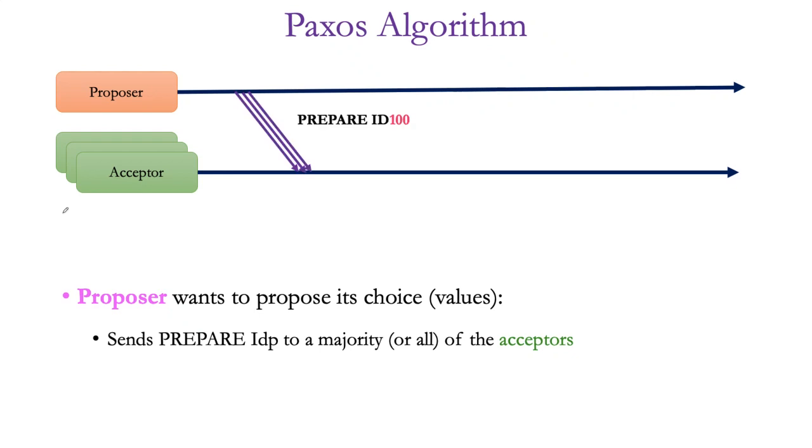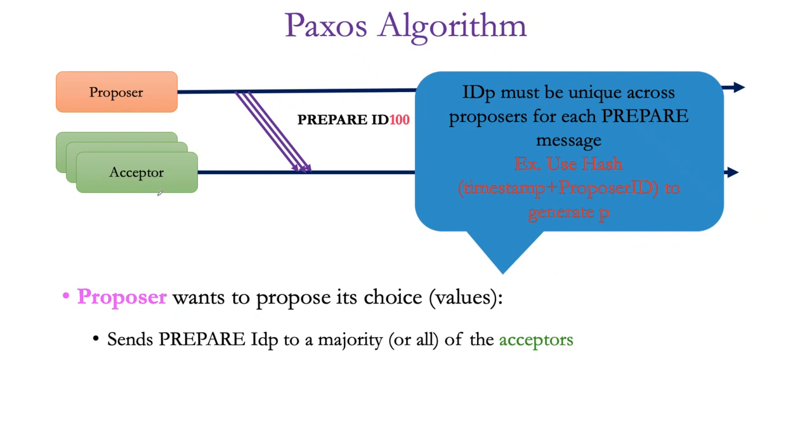So that is the prepare ID, with an ID number like 100, and the value, which maybe says let's go to dinner. Suppose so. When it is broadcast, it will be received by every user in the network, every acceptor in the network.